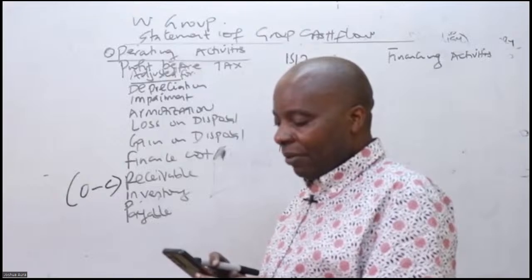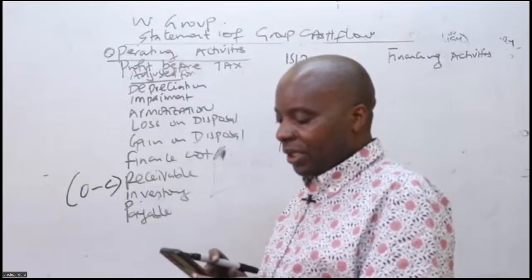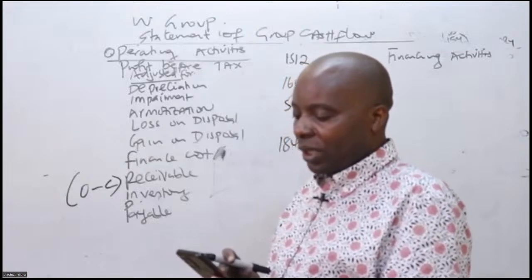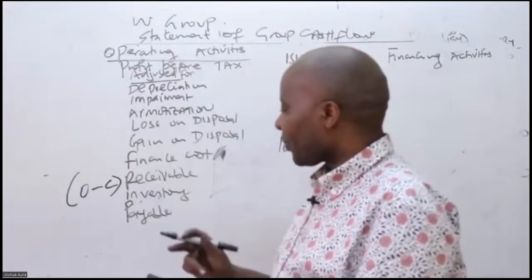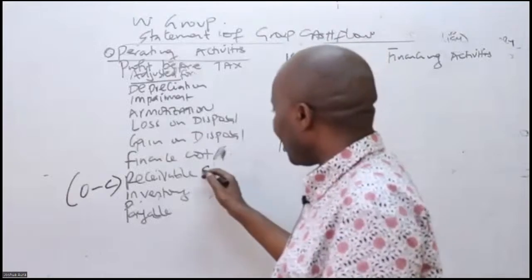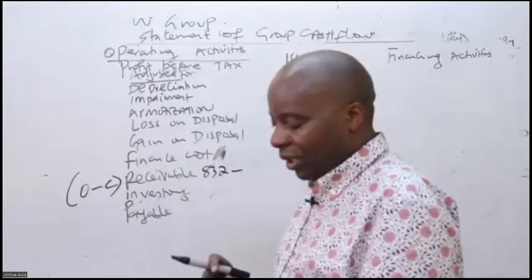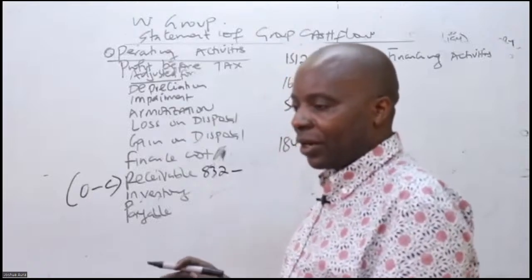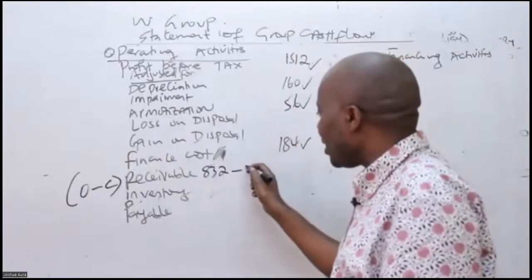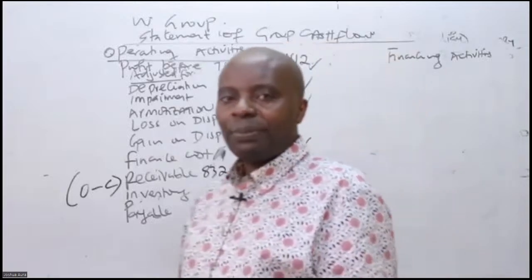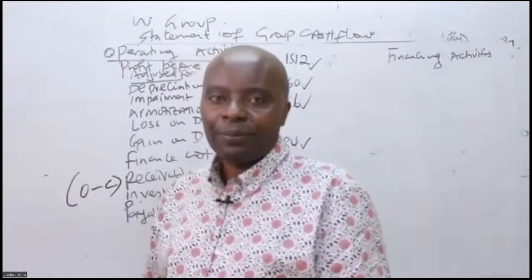Go to current assets, receivable. I can see 832. So receivable here we have 832 opening, and then closing is 2022 receivable. I can see 920. And this is the concept that I wanted to sell to you here today. If you get this concept, then automatically you are a very good student.